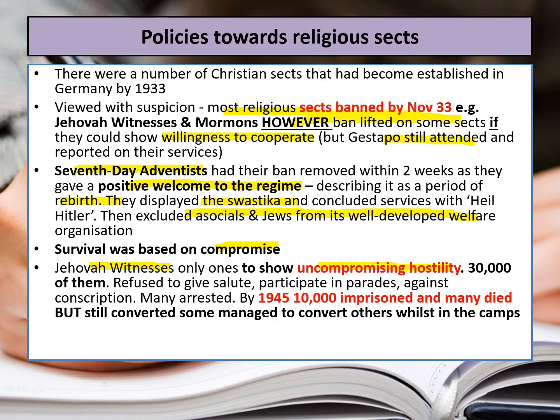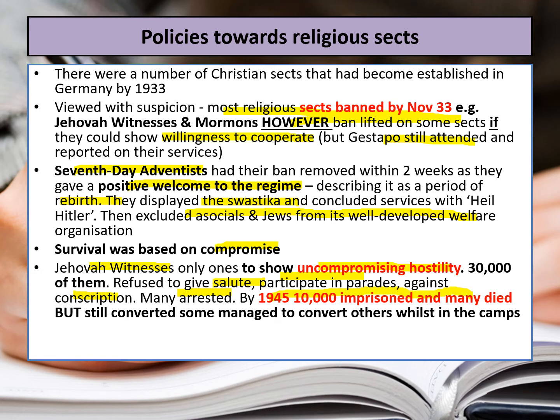There were about 30,000 of them in Germany at this point. They refused to cooperate. They refused to do what the regime wanted. They wouldn't give the salute. They wouldn't participate in parades. And they wouldn't be conscripted into the army, which had been in force since 1935. As a result, many of them were arrested. By 1945, about a third of their members, 10,000 people, were arrested, and many of them died in these camps in these terrible conditions.